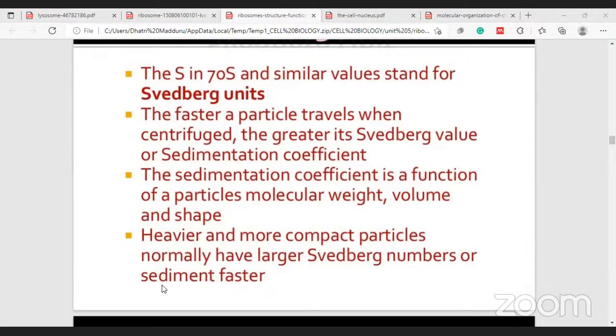Just for common sense, if you take a stone which is very heavy and throw it in the water, it will quickly go to the bottom and settle down. Whereas if you take any lightweight material and throw it in the water, it will stay at the top, or in the medium weight, it will slowly go to the bottom. In the same way here also, the heavier the molecular weight, the more quickly it will settle at the bottom, so it will have a higher Svedberg number.